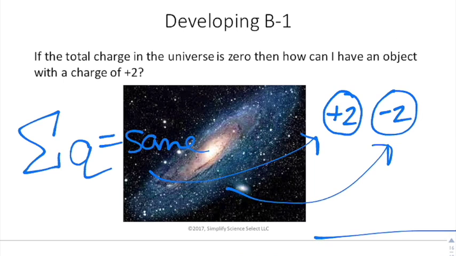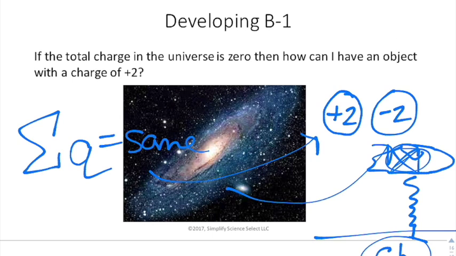So when lightning leaves a cloud and it transfers its charge to the ground, so now all the charge is here, what that means is that the charge is no longer here in the cloud. So you've transferred the charge, but the total charge is the same.